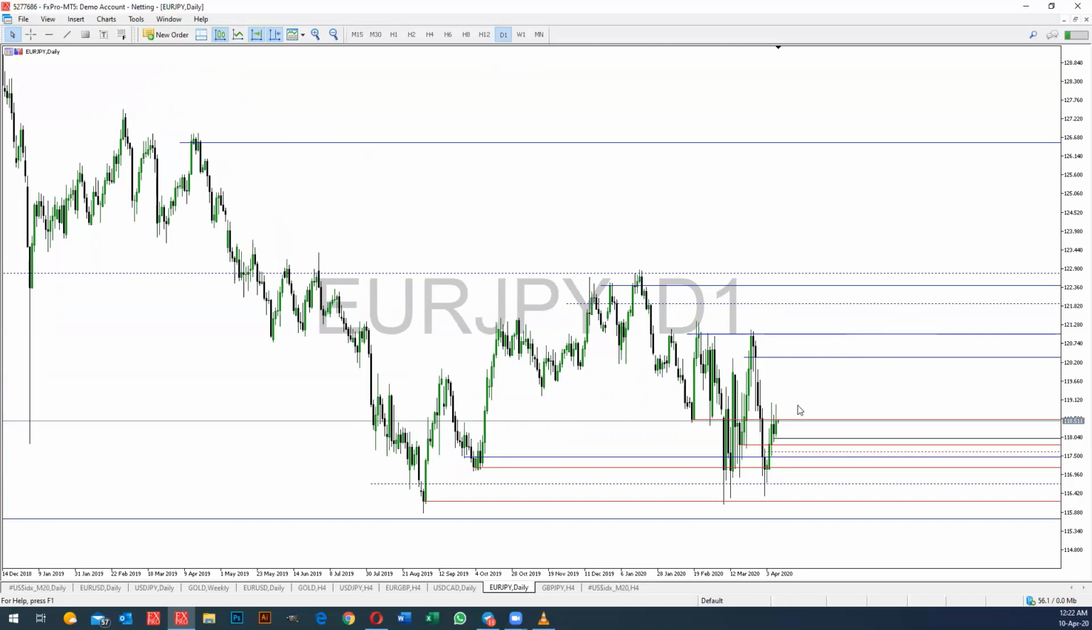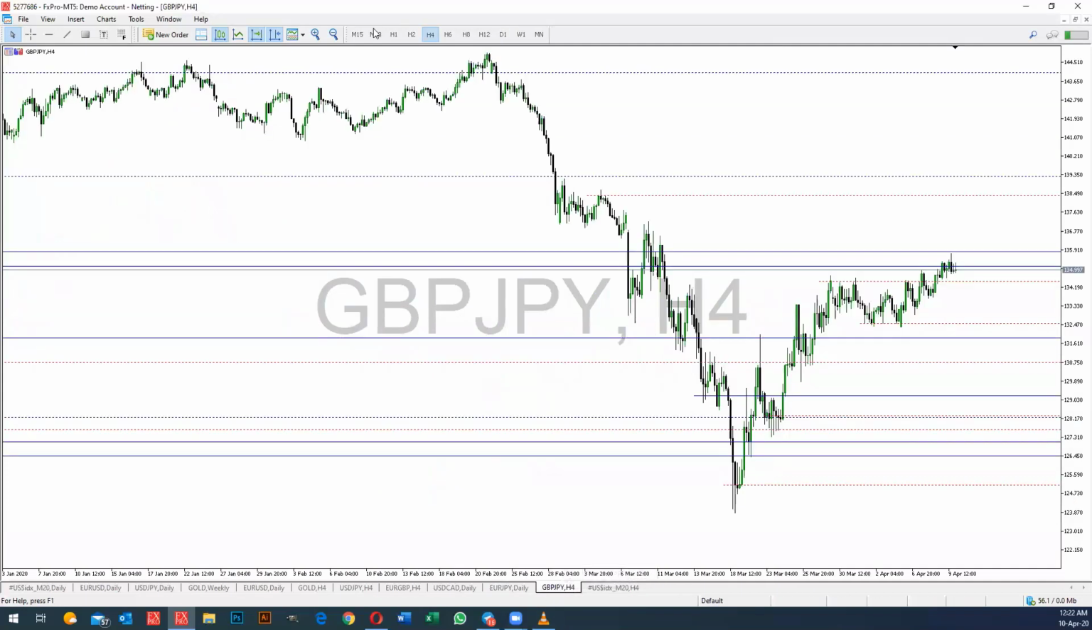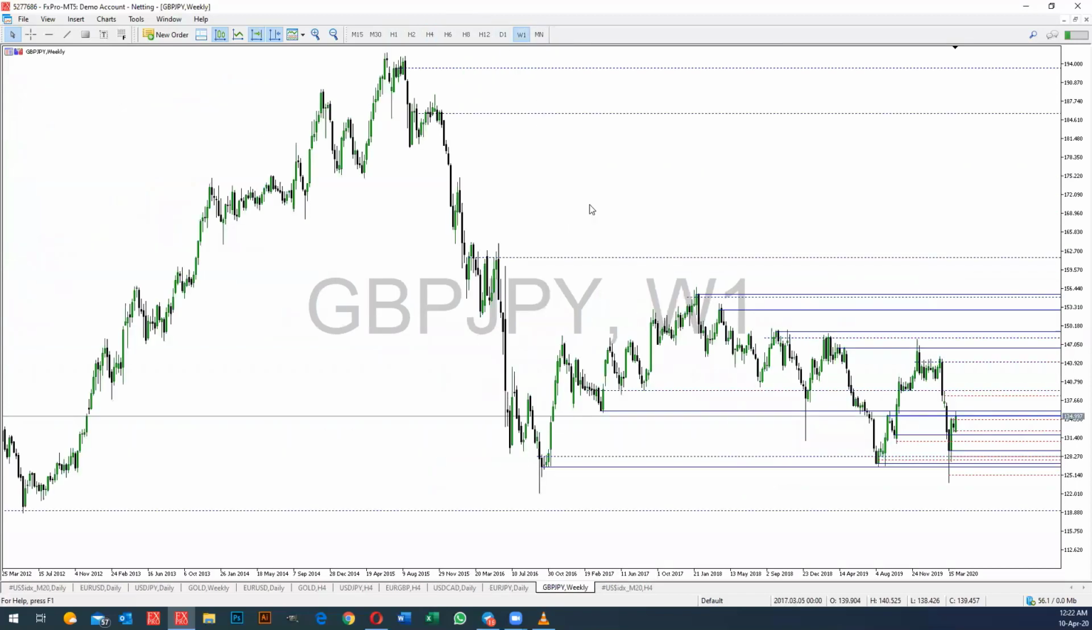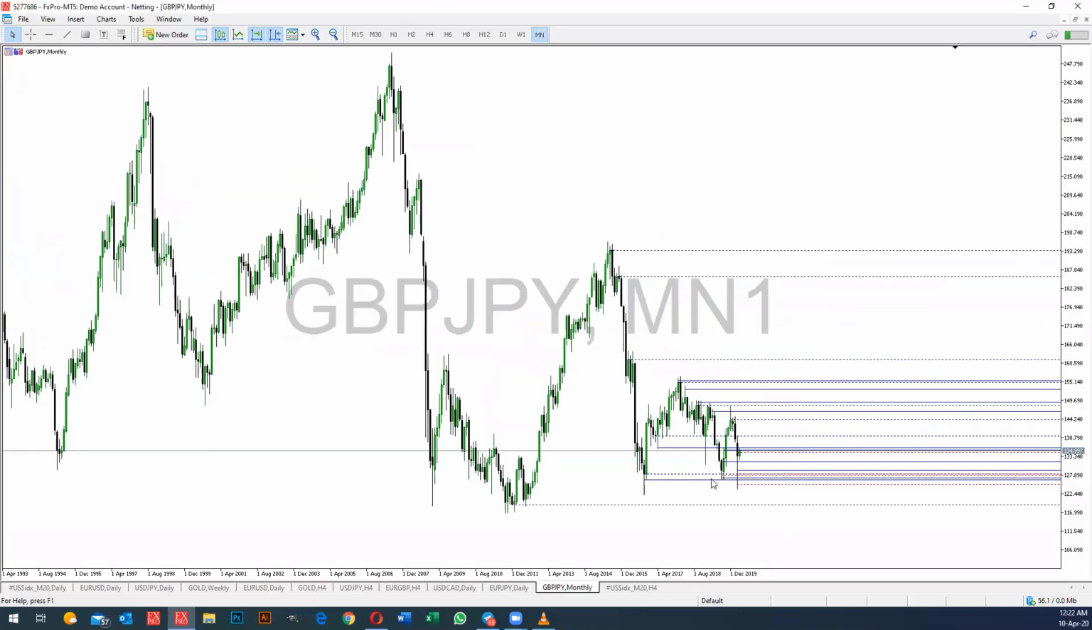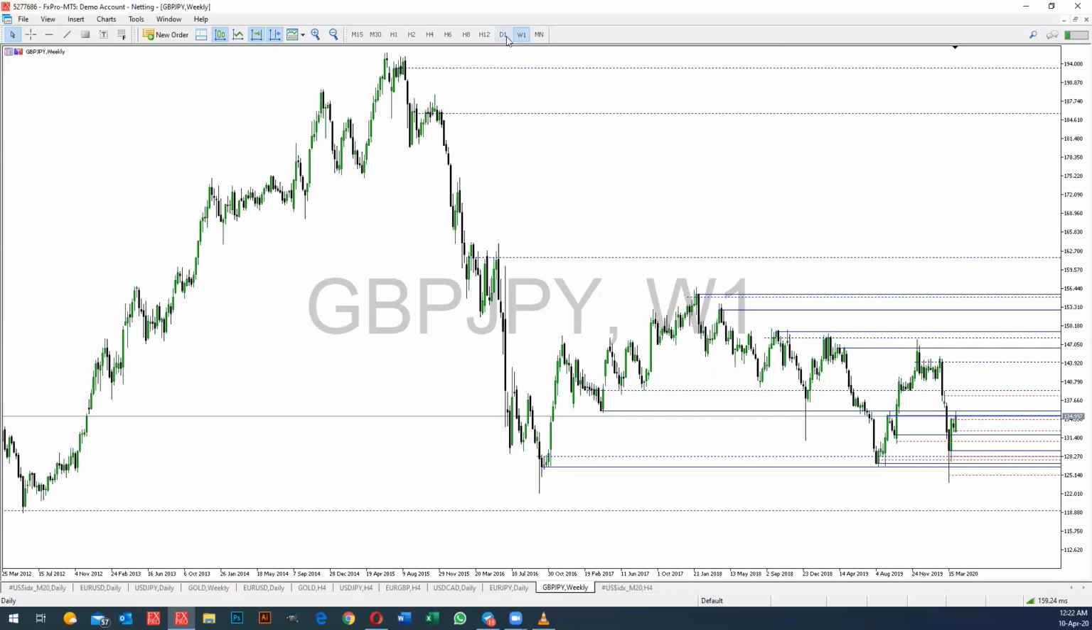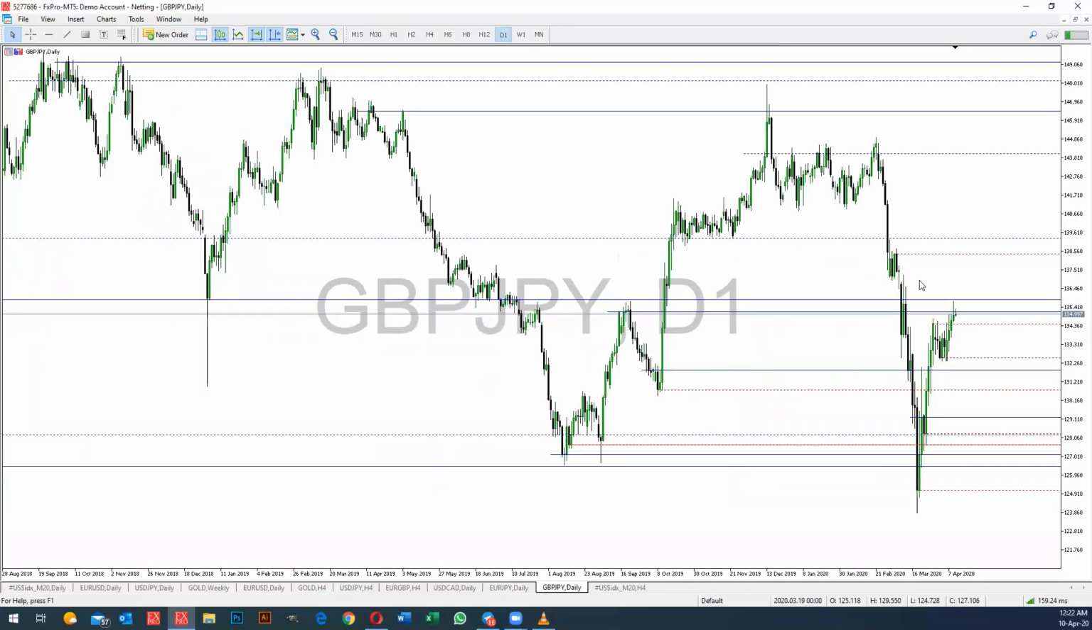You see, expect price to push to the upside, both on the euro yen and the British pound against the yen. Long entries to the upside, because price is definitely respecting the higher time frame demand zones. So yeah, you can take shorts, but it's not ideal. You are risking.